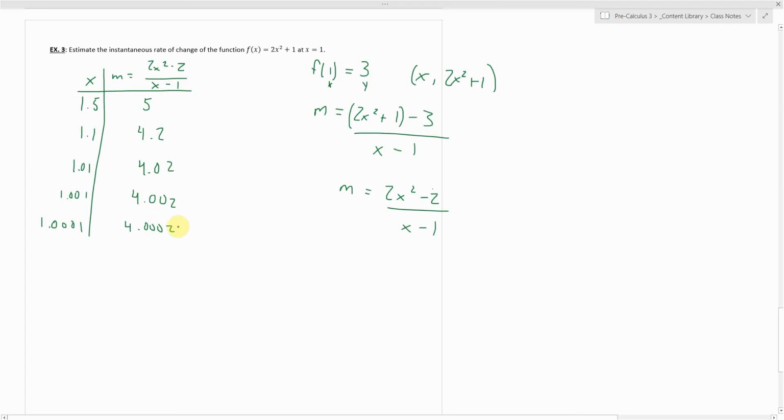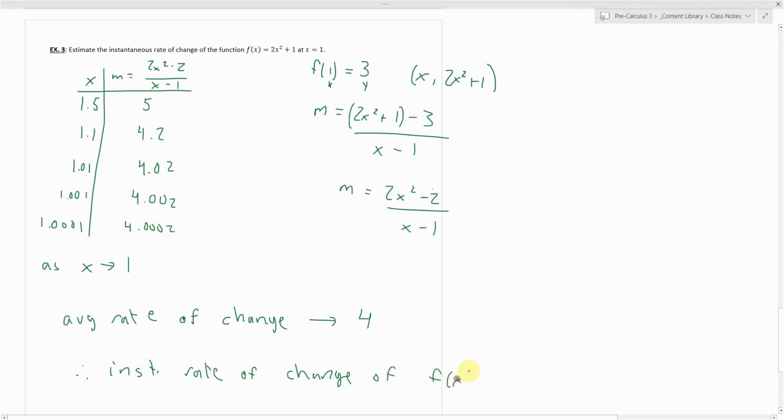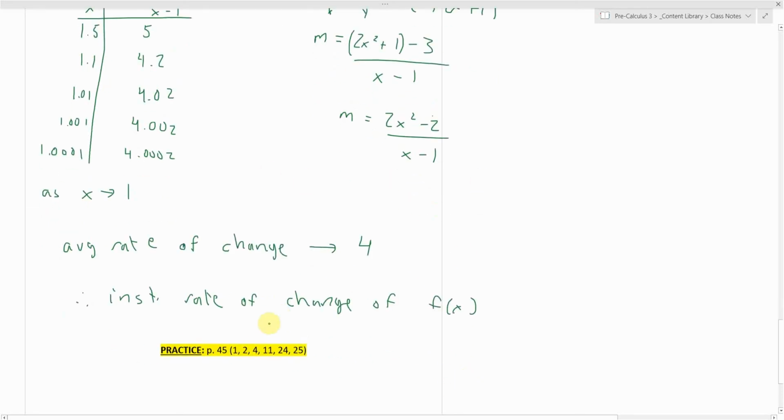And clearly, as x approaches 1, the average rate of change, that's what this right column is, approaching 4. So we will say the instantaneous rate of change of f of x at x equals 1 is 4.